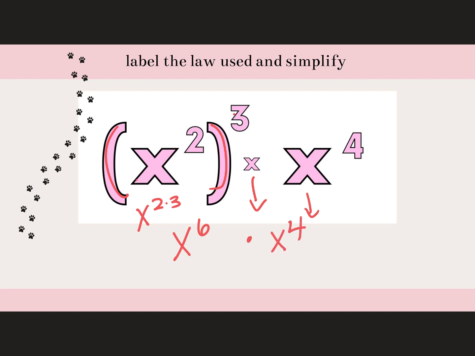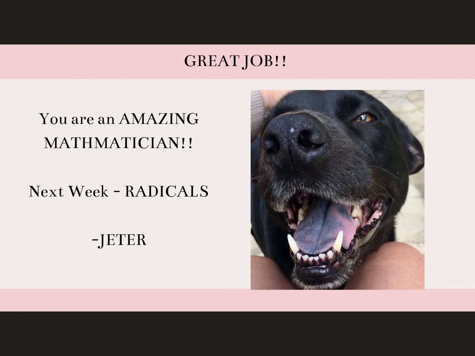Okay, now I am using product to the power rule. It says if it has the same bases like it does here, I have a base of x, I am adding my exponent. So I have x to the 6th plus the 4th, and that simplifies to x to the 10th. Final answer.